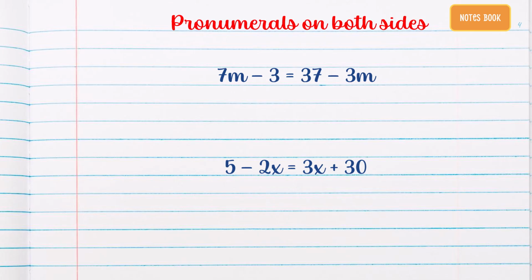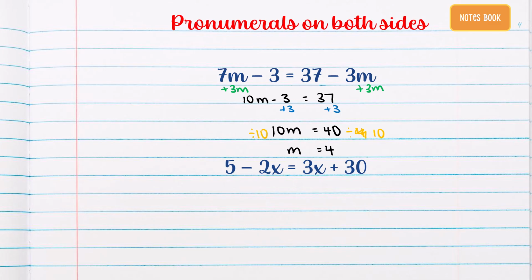But in this case, I like to avoid negatives as best I can. It doesn't matter whether you subtract that 7m or add that 3m, but just to avoid those negatives, I'm going to add 3m to both sides. So I'm left with 10m minus 3 is equal to 37. I'm going to add 3 to both sides, and I've got 10m is equal to 40. And then I divide both sides by 10, and I'm left with m is equal to 4.